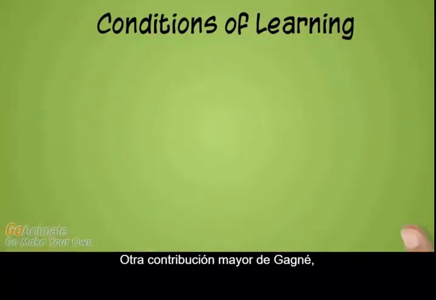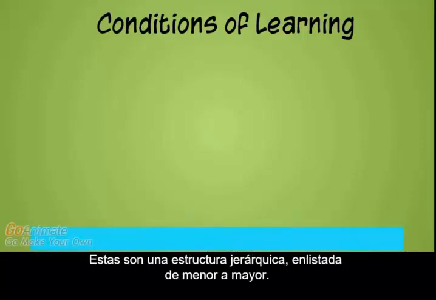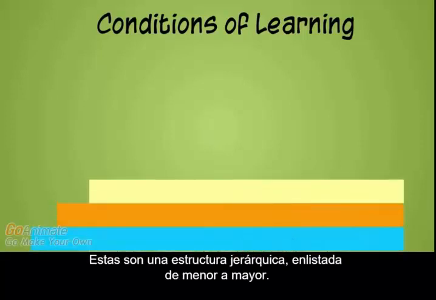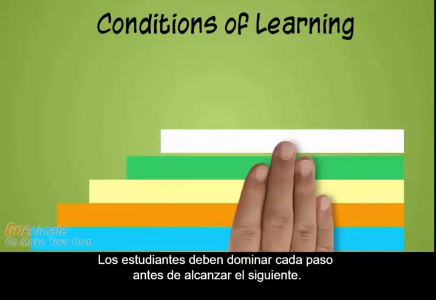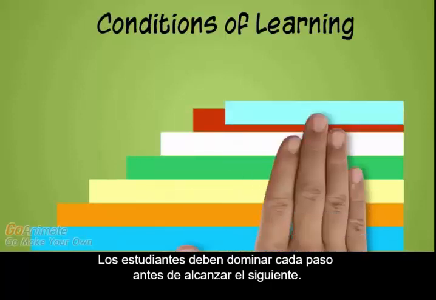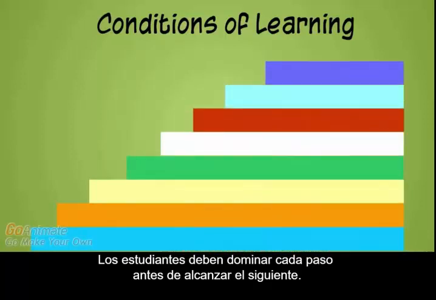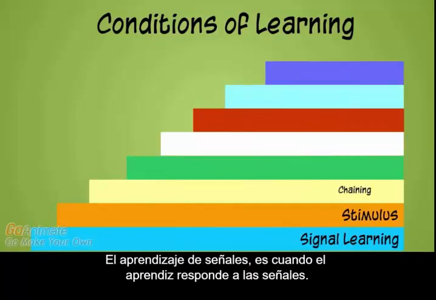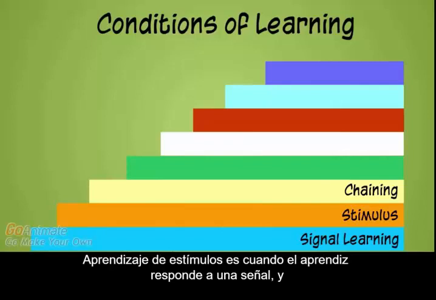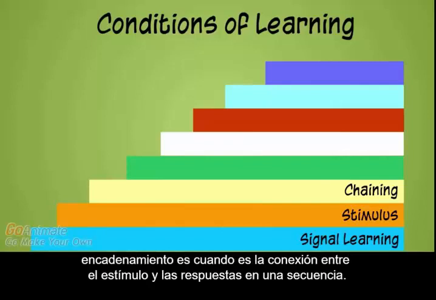Another major contribution by Gagne was the conditions of learning. It's a hierarchical structure listed from lowest to highest. A student must master each step before reaching the next. Signal learning is when the learner responds to a signal. Stimulus response learning is when the learner makes a response to a signal. And chaining is the connection of the stimuli and the responses in a sequence.